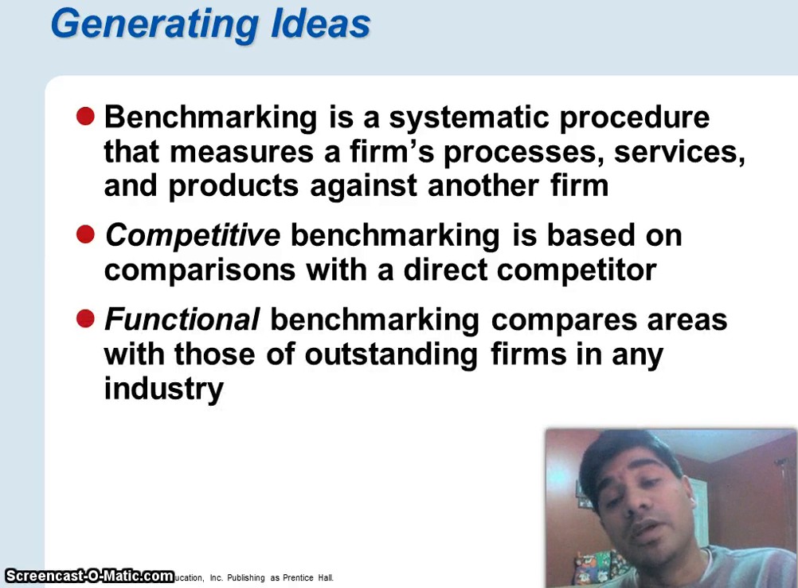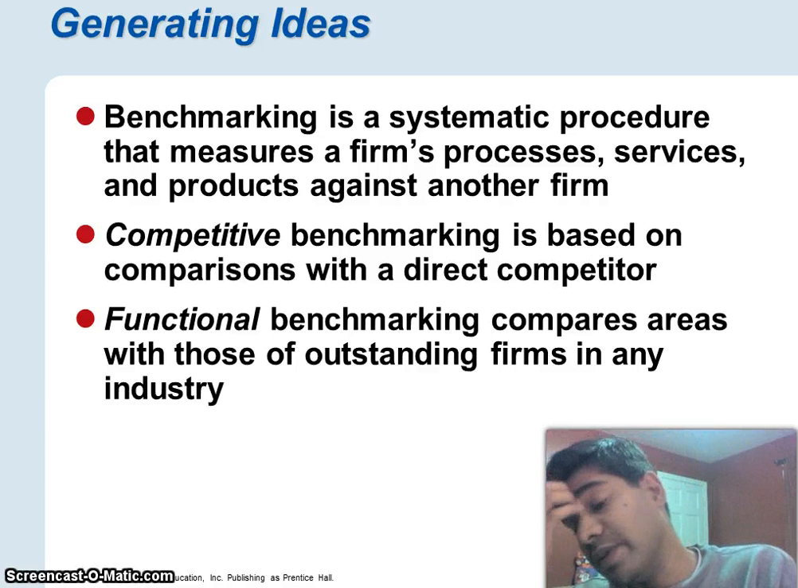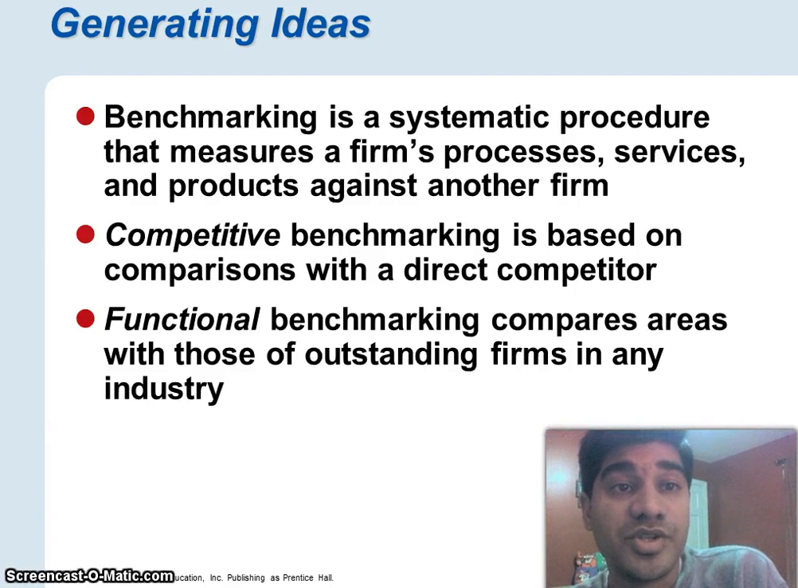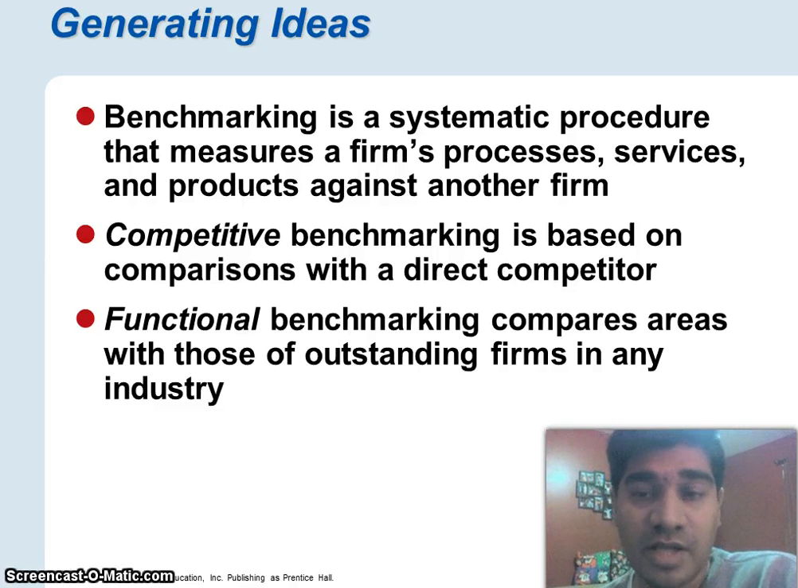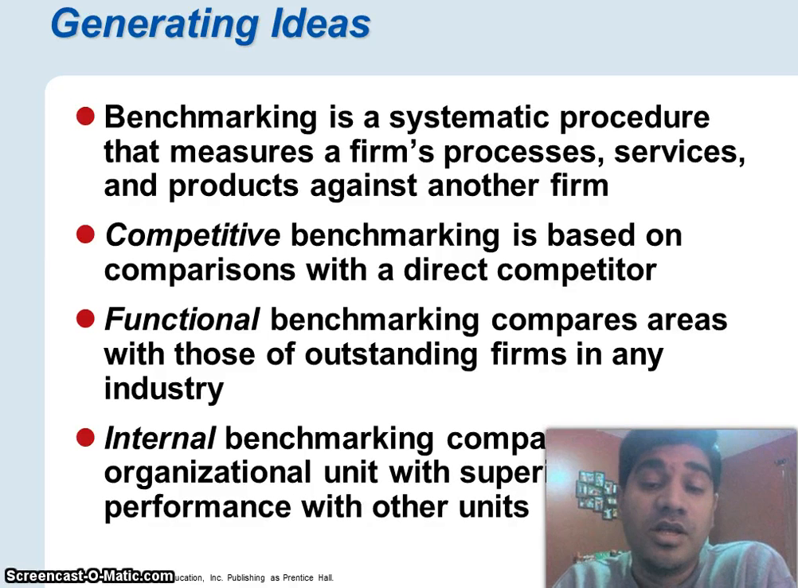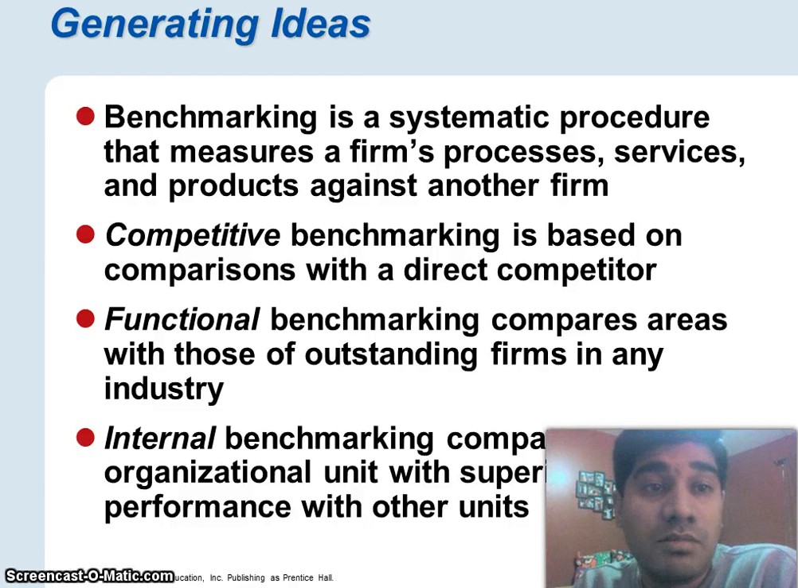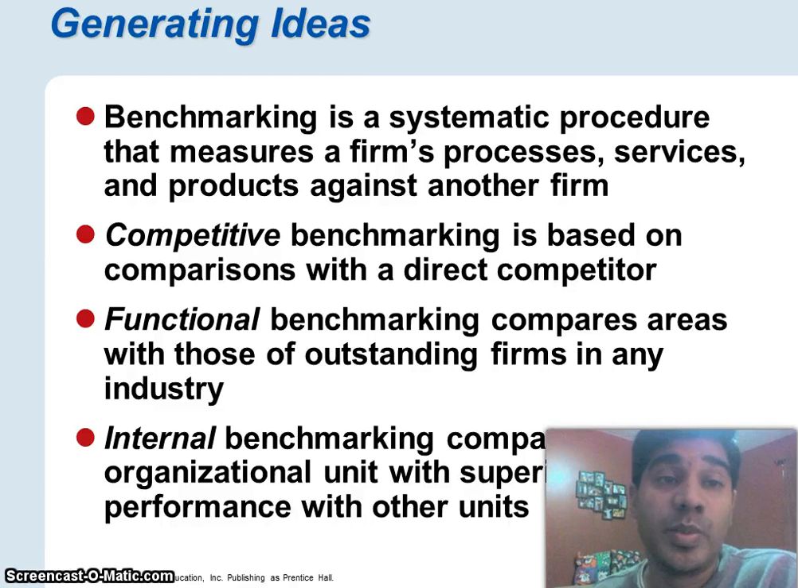You can do a functional benchmarking, which compares areas of those outstanding firms in any industry. For example, many times Apple is used as the industry leader when it comes to tablets. And when their product comes out, everybody says, well, that's the benchmark. So they usually are setting the trends in the industry. As I said, the first one is internal benchmarking, which compares the organization units. So, for example, you could say, well, how is the fabrication unit doing in productivity as compared to, let's say, the metal cutting unit? And that's how you're comparing the two units within the organization.